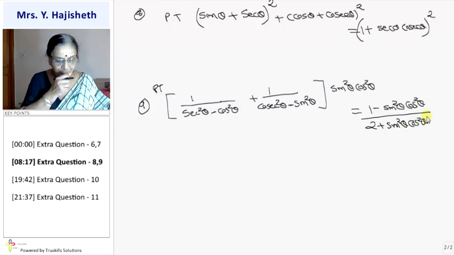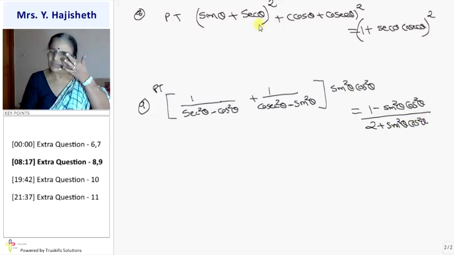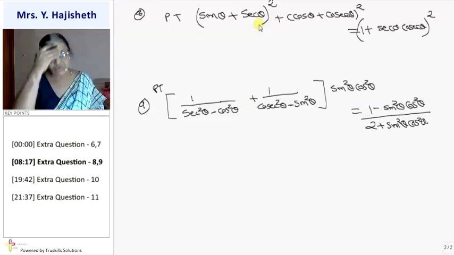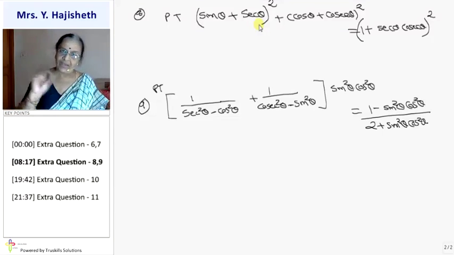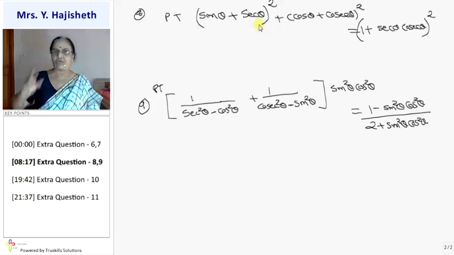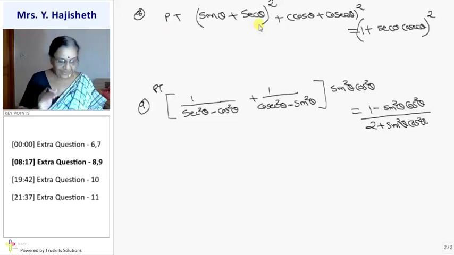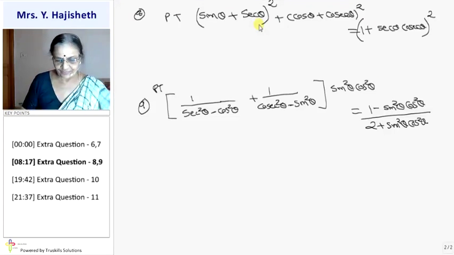First sum is, you write in place of sec 1 by cos, by definition, and in place of cosec 1 by sine. Then you just open the bracket, open the square. Then you make a pair of 2: sine square with cos square, 1 by cos square with 1 by sine square, and sine by cos with cos by sine. And then you simplify, you are going to get the expected answer.